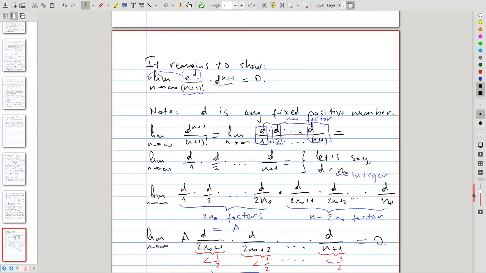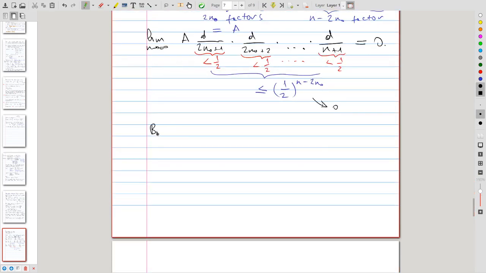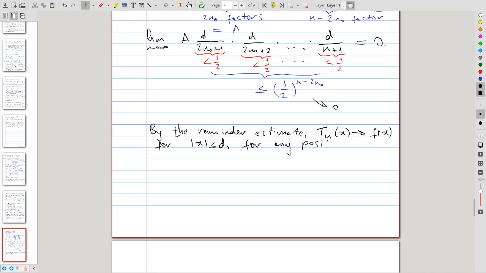Therefore, by the remainder estimate, we have that the partial sums of the Taylor series for e to the x go to f of x for absolute value of x less than or equal to d, and this holds for any positive number d. Hooray!